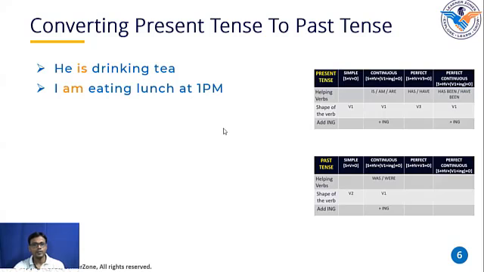That's it. Now let's try to convert the same sentences into past continuous tense. What does the past continuous tense rule say? S plus HV plus V1 plus ing plus O. So what are the helping verbs we can use here? Was and were. So what is the helping verb that we should use in front of he?